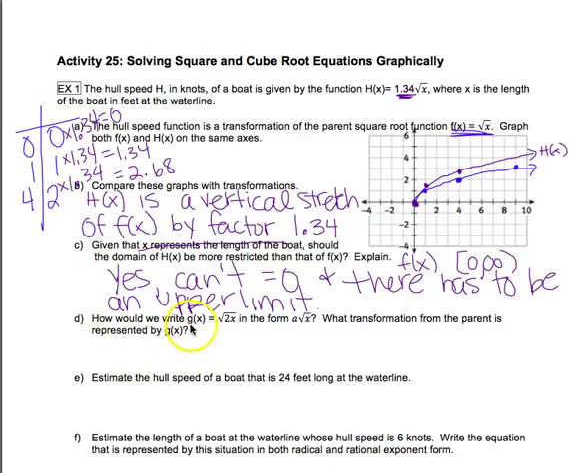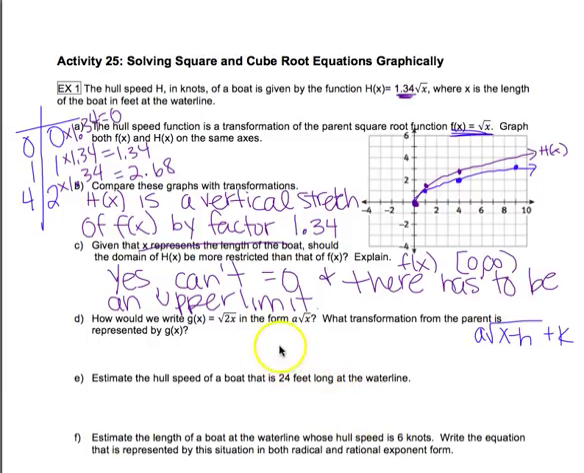Part D says, how would we write g of x equals the square root of 2x in the form a times radical x? And then what transformation is represented by it? So this one we are addressing for a very specific reason. When we did our first lesson, in the general form equations that I wrote for the square root, we just wrote this, a times the square root of x minus h with a plus k on the end. And what I had said is that we don't have any b values.